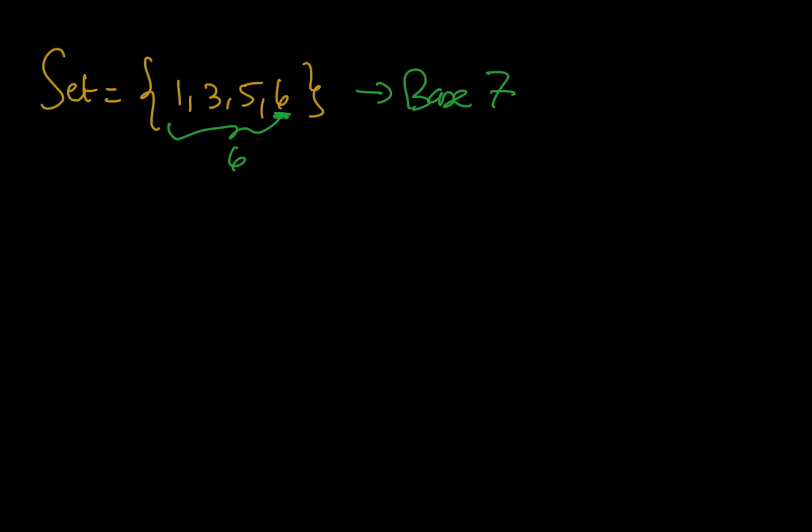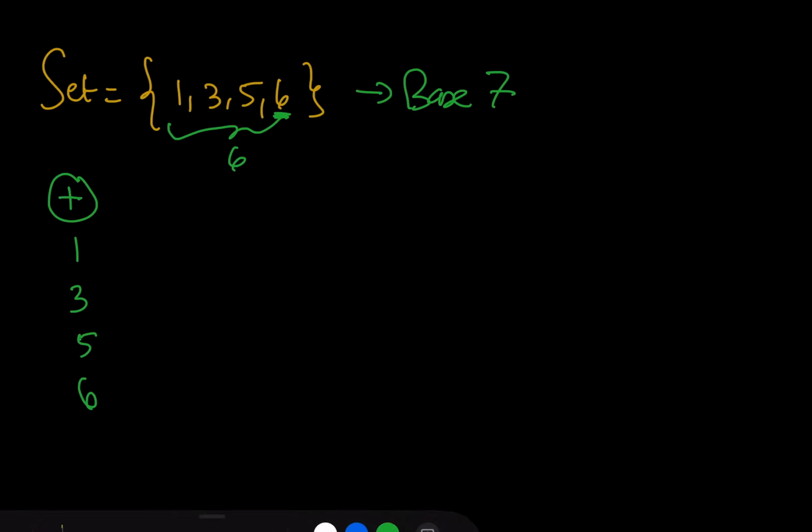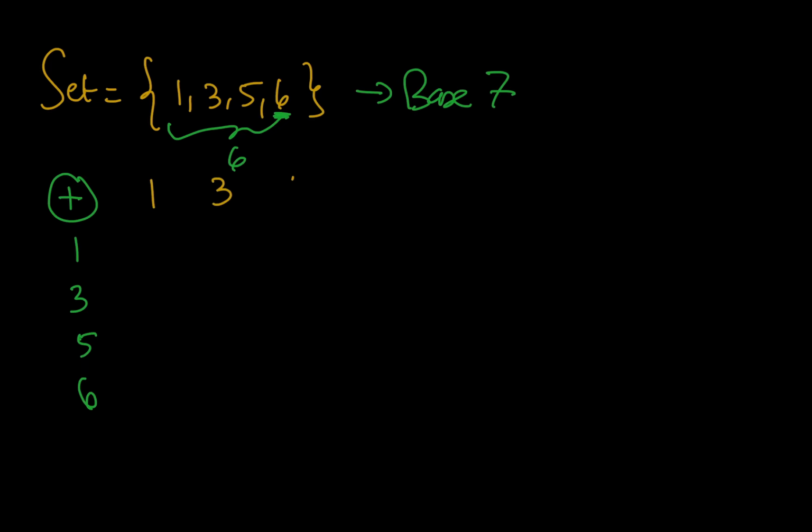Because that is a set, on this side we have the plus sign, and then we're going to have 1, 3, 5, 6, the members in the set, and on the top part, the same numbers: 1, 3, 5, and 6. They asked us to construct an addition table, and we've done that.